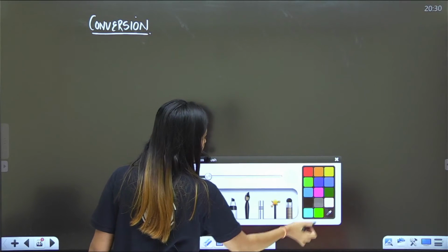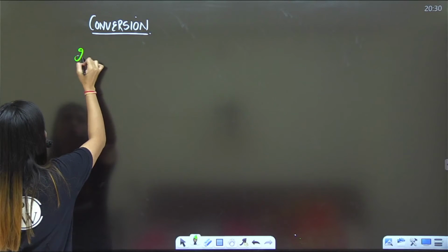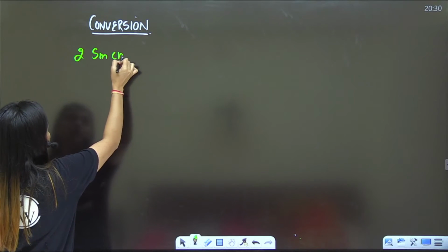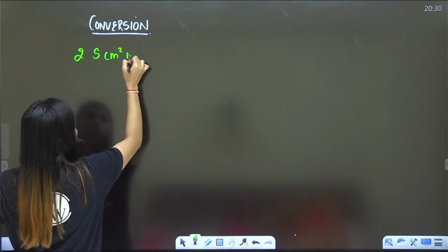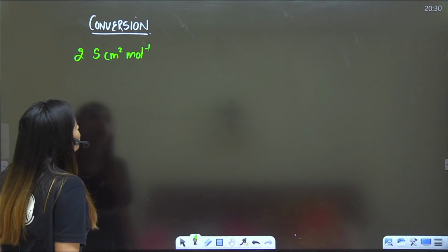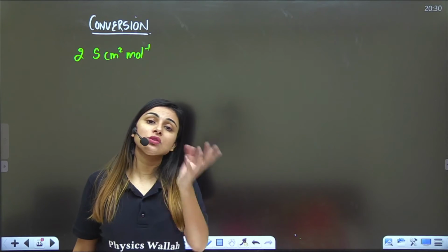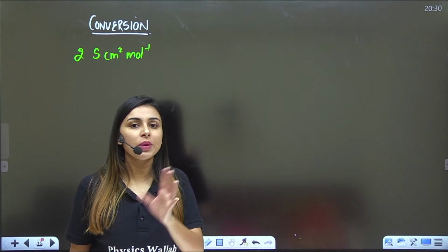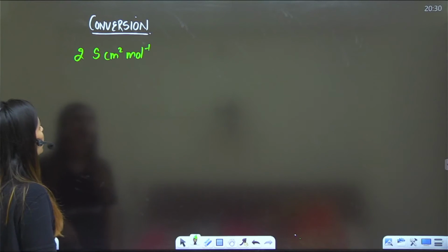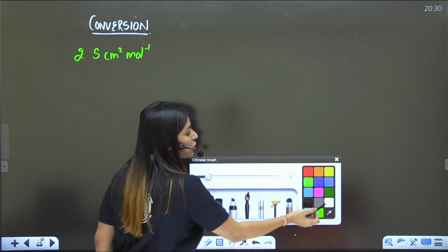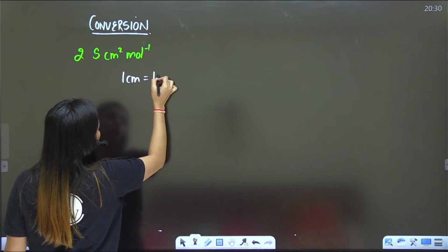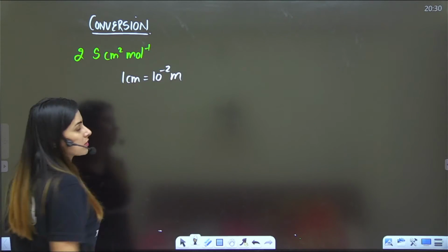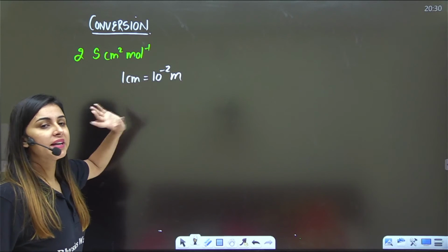So now, my dear students, what happens in conversion is, let us say you are given 2 Siemens centimeter square mole inverse. Now you have to convert it into 2 meter square mole inverse. So how will you be doing that? For this you just need to understand that we know 1 centimeter is equal to 10 raised to the power minus 2 meters. Use this particular part and you're good to go.